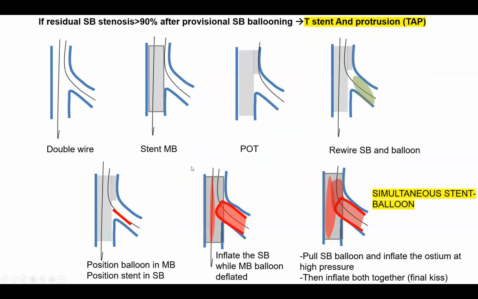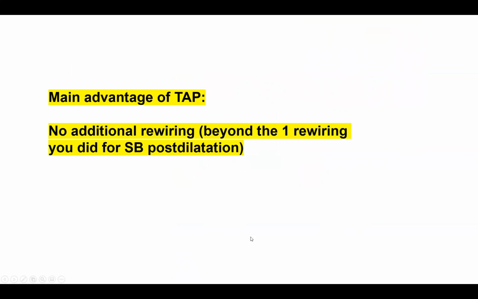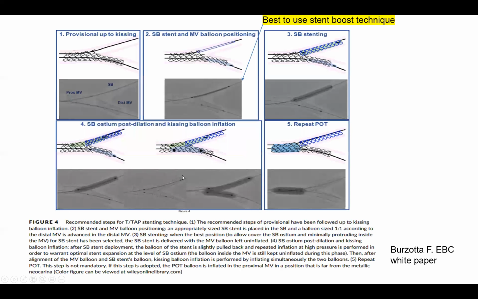With all those other ones, the crush and culotte, including the reverse crush, you have to rewire again and rewire again here. So that's a main advantage, considering that rewiring is the single most difficult step. That's why TAP is very handy.